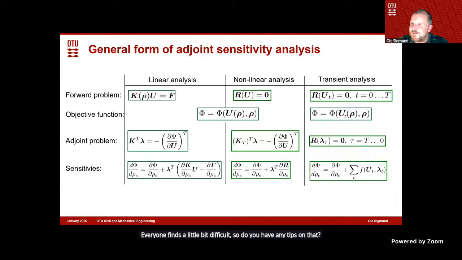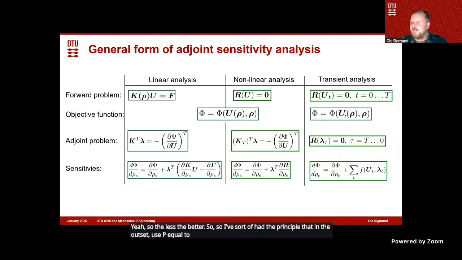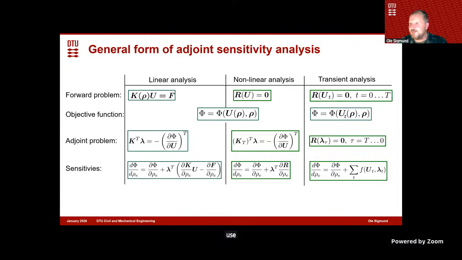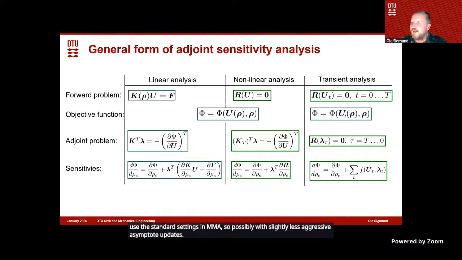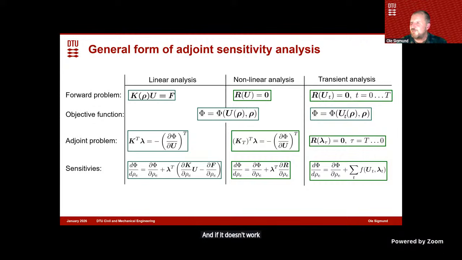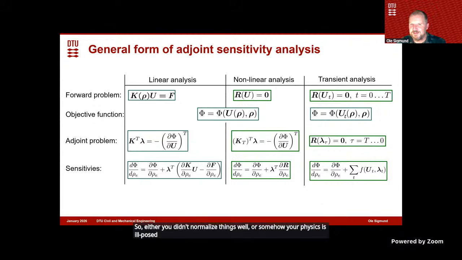Yeah, so the less the better. So I sort of have the principle that in the outset, use p equal to 3, use the standard settings in MMA, so possibly with slightly less aggressive asymptote updates. And if it doesn't work, then probably your physics has a problem. So either you didn't normalize things well, or somehow your physics is ill-posed or stuff like that.